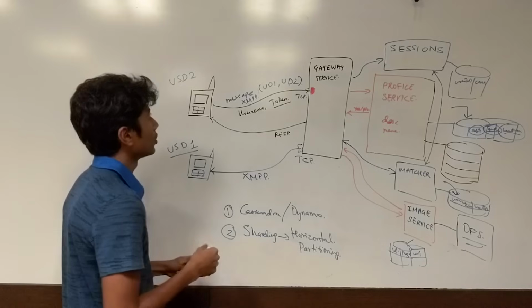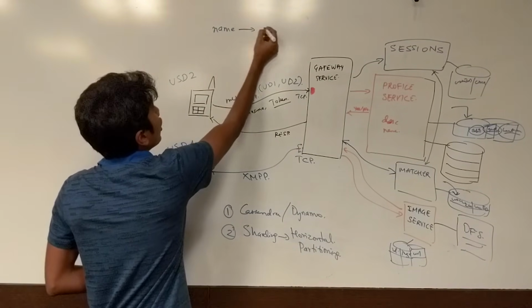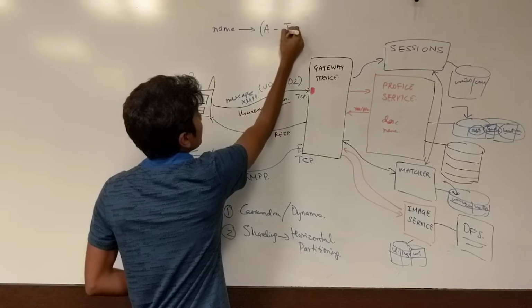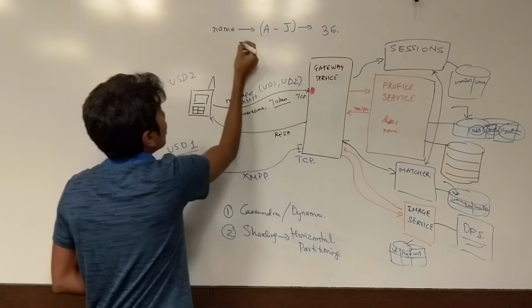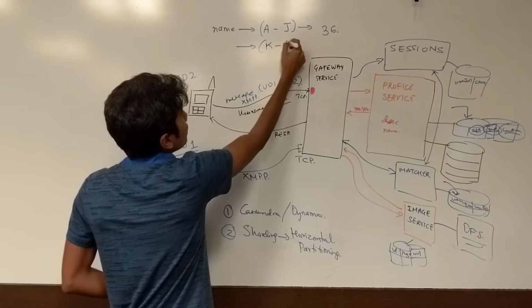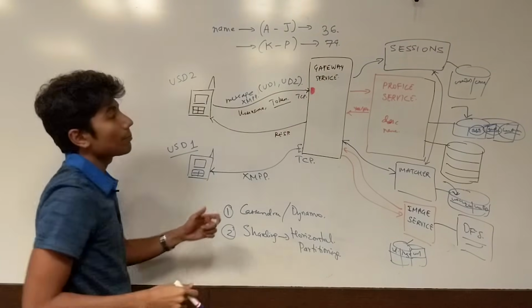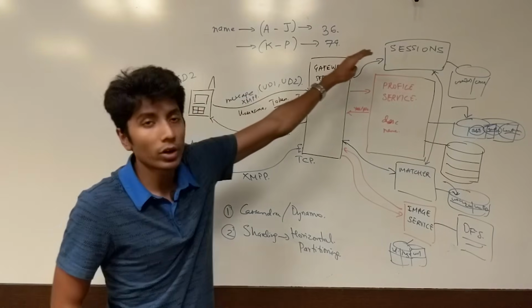So a lot of fluff that I just talked about. What about name? Right? All users having their name starting from A to J are going to go to database node number 36. All users having it from K to P are going to database node number 79. Now you see what's happening here? I'm partitioning the data based on its value to different locations.